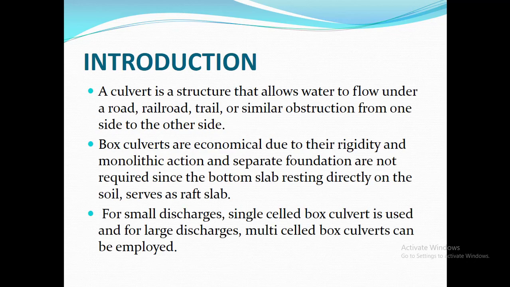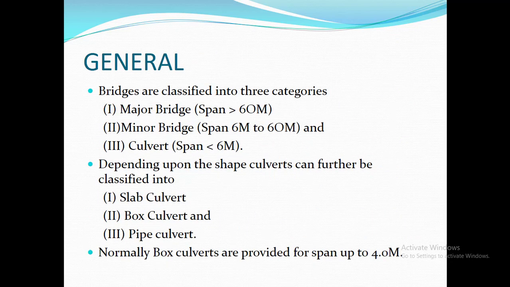So, introduction: a culvert is a structure that allows water to flow under a road, main road, trail, or similar obstruction from one side to another side. This is the introduction about the box culvert. There are three main types of bridges: major bridges, minor bridges, and culverts. Generally, culverts are small bridges less than 6 meters in length.